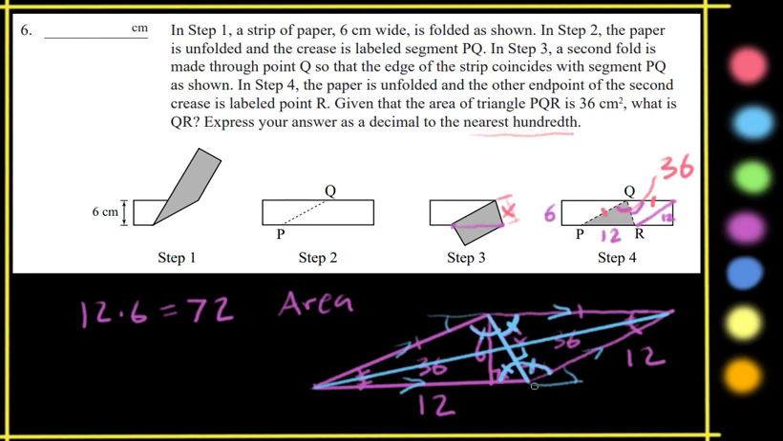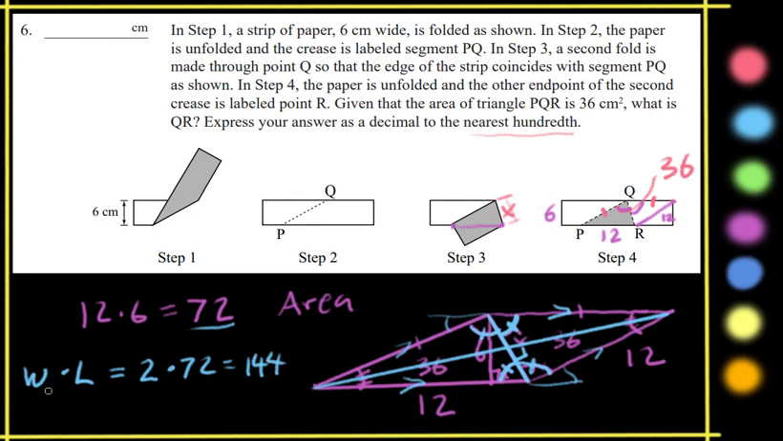One of the diagonals is x, which is what we're looking for. So the area of this rhombus, which we know is 72, is going to be half the area of the rectangle. So the width times the length of this rectangle is going to be equal to twice the area of the rhombus, which is 72. So 2 times 72, which is 144.